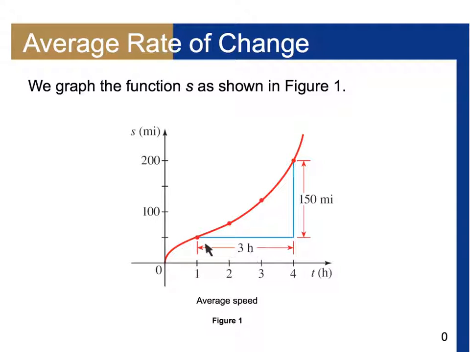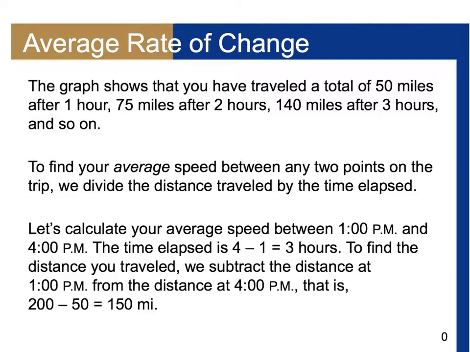Okay. So let's say we want to look at our average rate of change between t equals 1 and t equals 4. That would be the slope between those 2 points. Okay, that would be how much S changed as t changed. So t changed 3 hours, and then our distance traveled was 150. So we could say our average speed was 150 over 3.